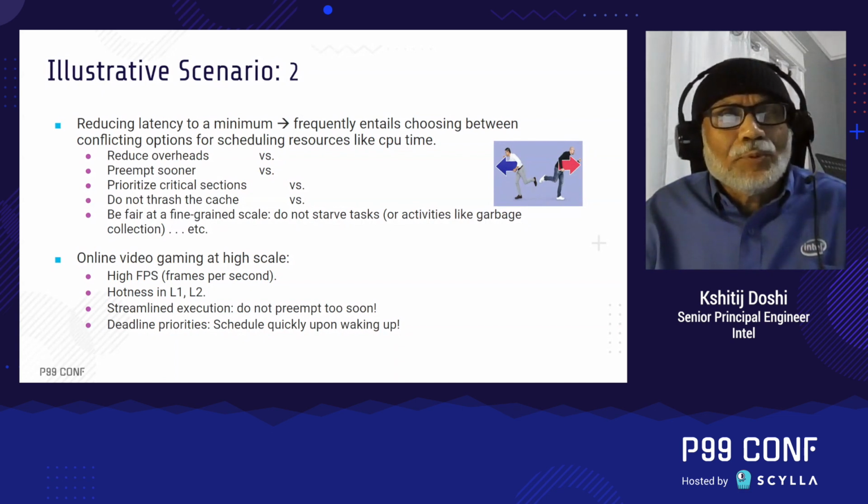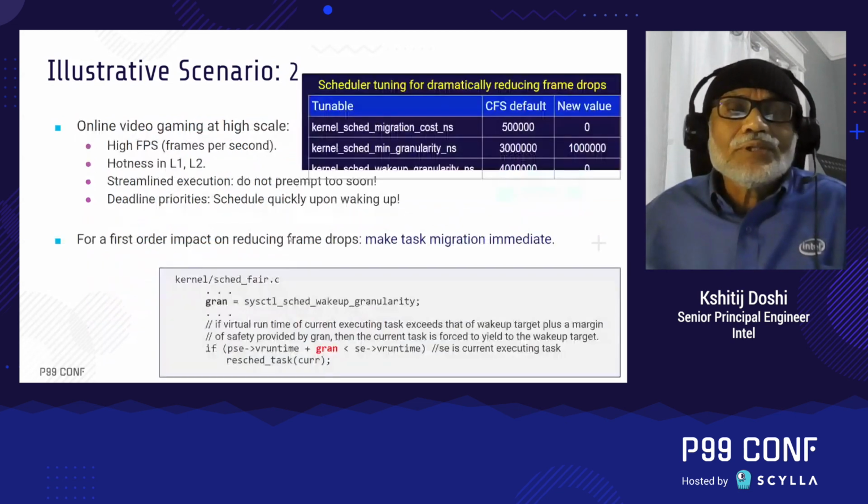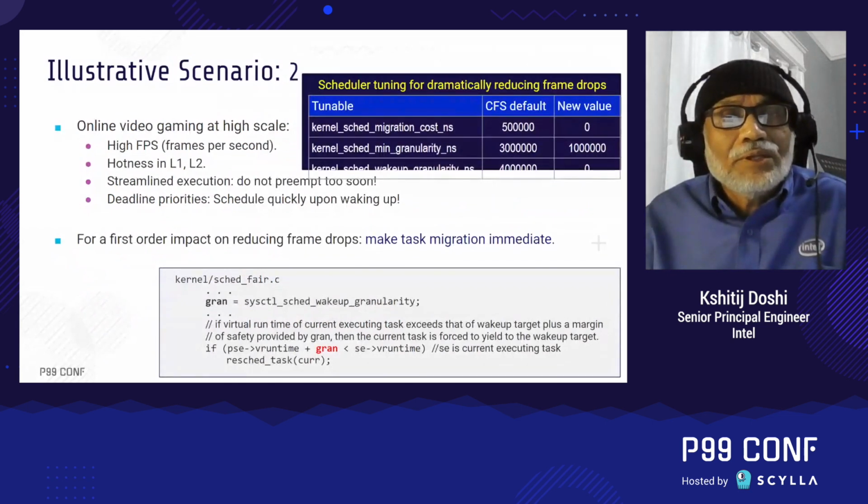Now, this poses a little bit of a tension between preempting too soon, where we are not allowing a running process to build up and benefit from its own cache warmth, versus meeting deadline priorities, which is important to schedule quickly upon waking up. Now, it turned out that the solution in this particular case was to adjust a couple of Linux CFS scheduler parameters, essentially in order to encourage migrations over cache affinity.